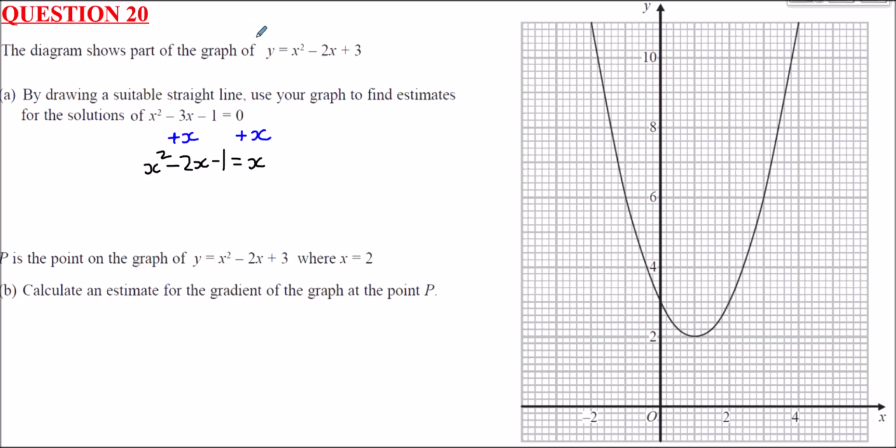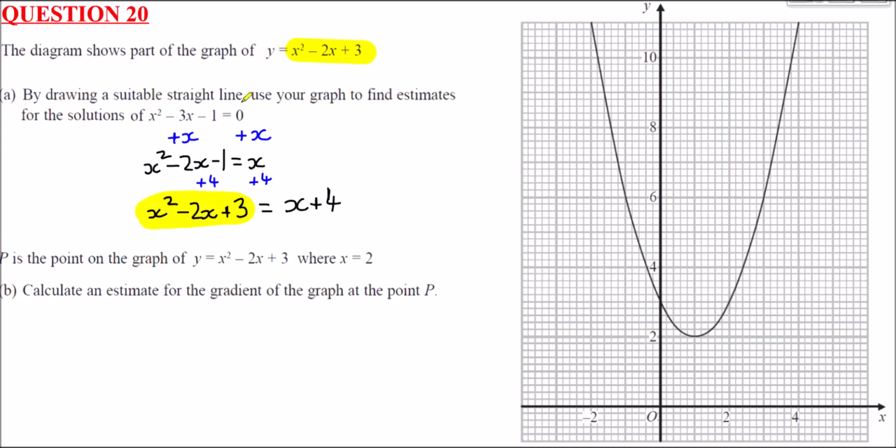So what do I need to add on to minus 1 to get to positive 3? Well, I need to add 4. And if I add 4 to the left, I must add 4 to the right. So x squared minus 2x minus 1 plus 4 gives me 3 overall, which is what I want. And that's x plus 4. So now I've got this to match how I wanted.